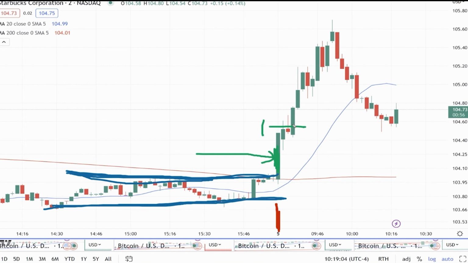Automatic add on the first color change. Boom, profit take. Boom, profit take. Boom, profit take. Powerful, powerful, powerful, powerful.